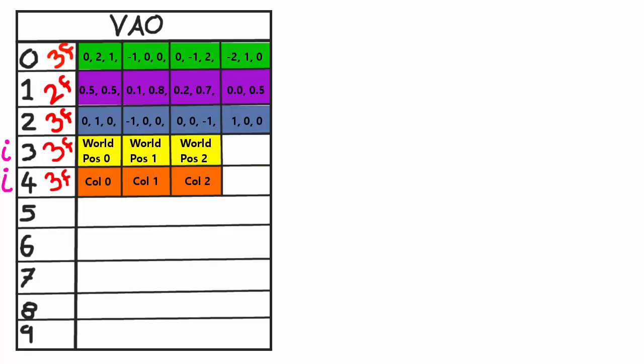When this is rendered using instance rendering, the per vertex attributes change after every vertex as normal, but the per instance attributes only change after each instance has been rendered. And this allows 3 different renderings of the exact same vertex data.